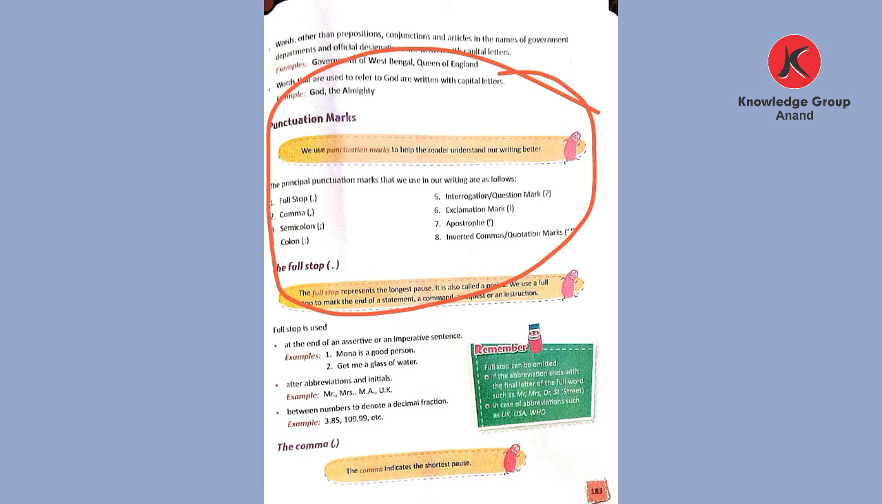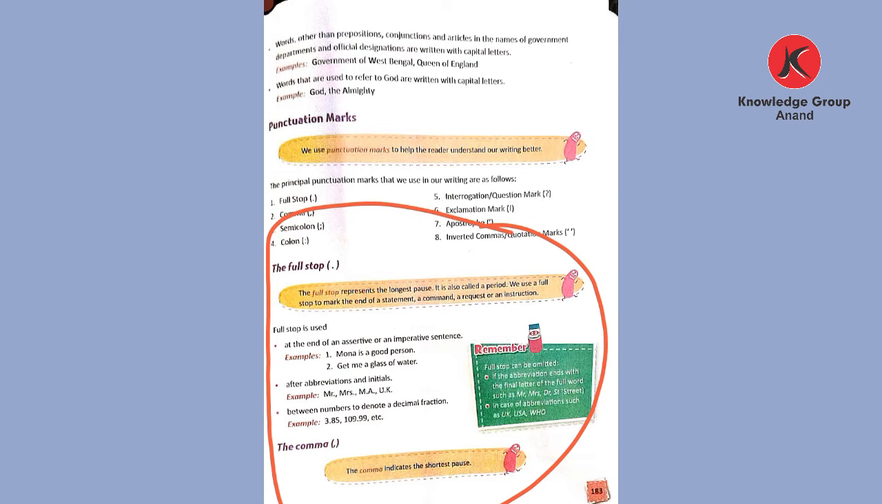Next we will see the punctuation marks. The first one is the full stop. On the side you can see they have shown the punctuation marks that help the reader understand and help writing better. To read, understand, and write better, we use punctuation. Next are comma, semicolon, colon, interrogation mark, that means question mark, exclamation mark, apostrophe, inverted commas, and quotation marks. First, let us go to the full stop. The full stop represents the longest pause.